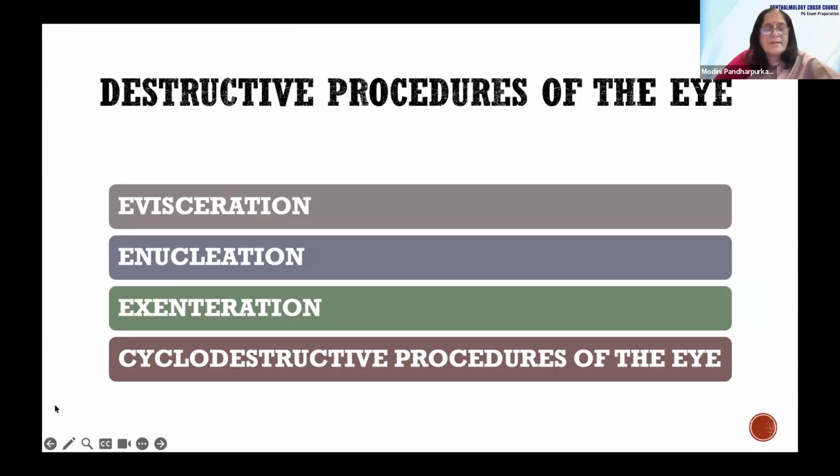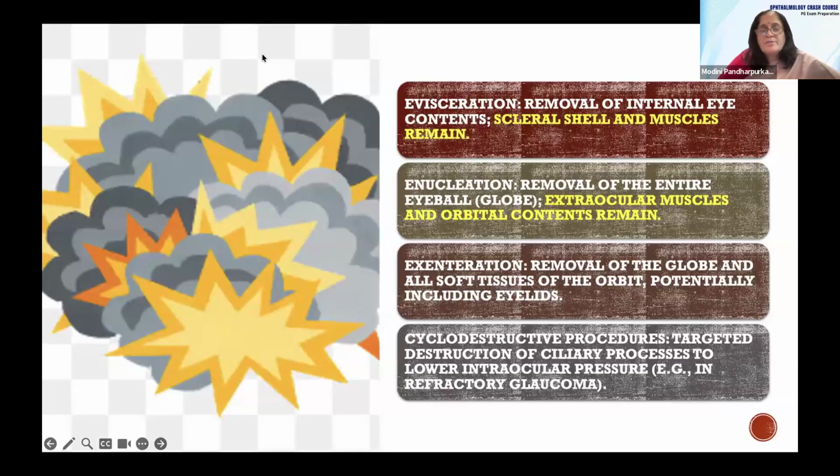Destructive procedures, like I said, are evisceration, enucleation, exenteration, and cyclodestructive procedures of the eye. Evisceration is the procedure where I want the postgraduates to really know. This is the procedure where the internal eye contents are taken out, leaving the scleral shell behind. And the muscles which are attached to the scleral shell are also left behind because they're outside the scleral shell. Anything outside the sclera itself we leave behind in evisceration.